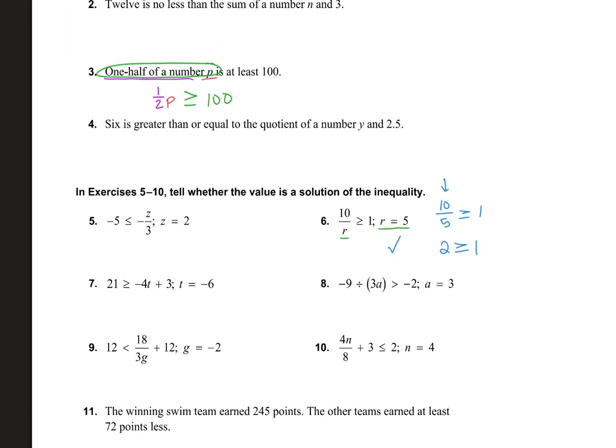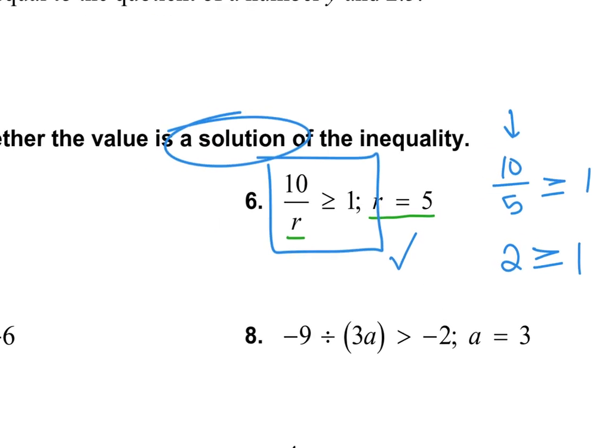And by the way, that's the key here: a solution is something that makes an inequality true. For example, the number negative 80 would not make this true, because 10 divided by negative 80 is not greater than or equal to 1. It's negative 1/8, and that's definitely smaller than 1. So negative 80 is not a solution.